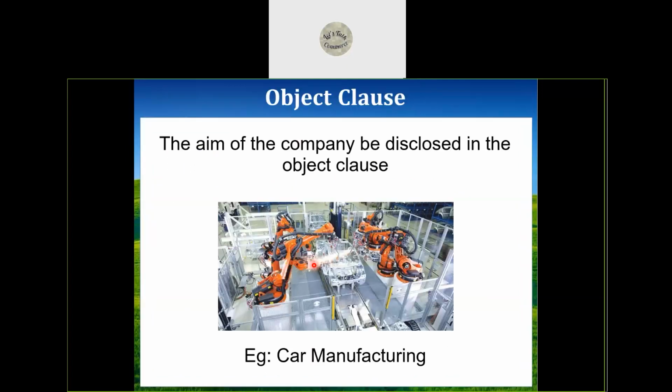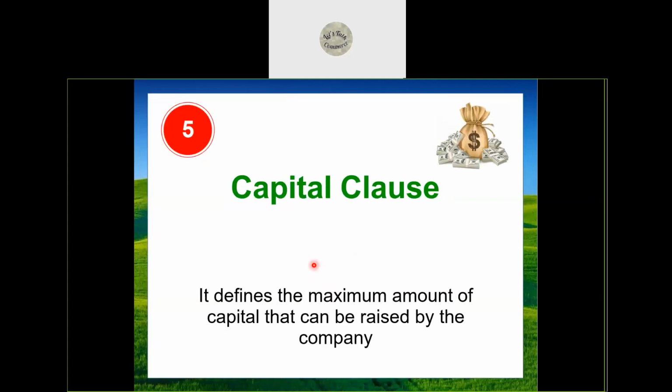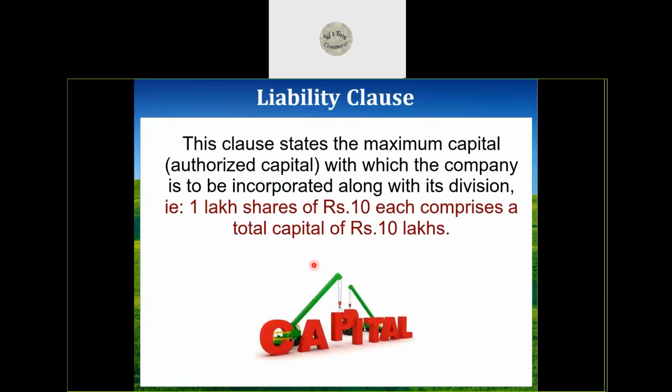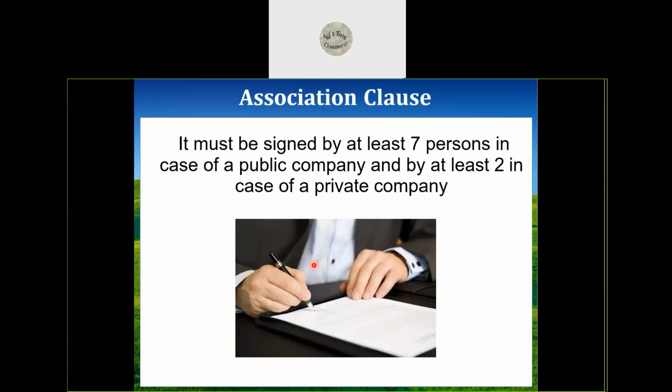And then we have liability clause, the liability of the members is limited. And then we have capital clause. 5th is capital clause, that what is the maximum amount authorized capital of the company. And the last one is the association clause, that people give in writing their declaration that they are willing to be associated with the company and they will purchase the qualification shares. Minimum 7 are required in the case of public company and 2 are required in the case of private company.